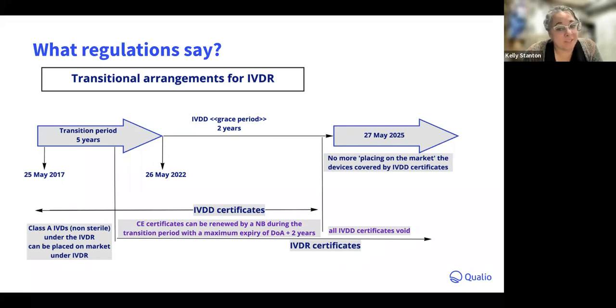Your devices will have to start coming off the market. So the end of the transition is 27th of May, 2025. All IVDD certificates will be void, and there'll be no more placing on the market of devices covered by your existing certificates. So better get busy working through that transition.